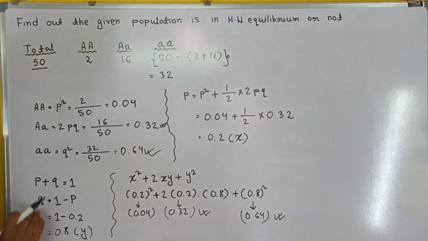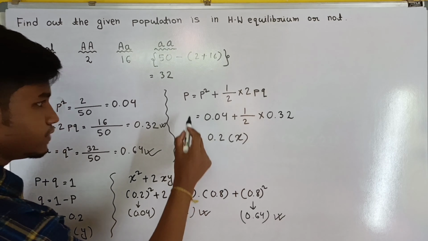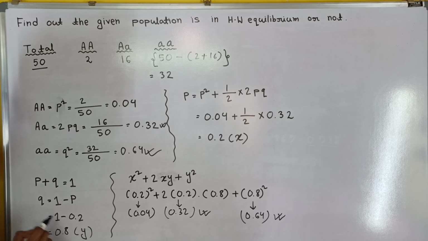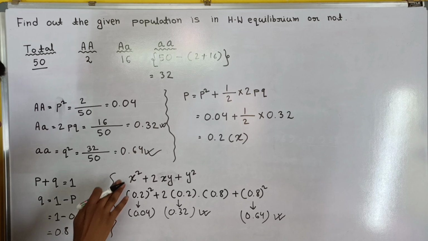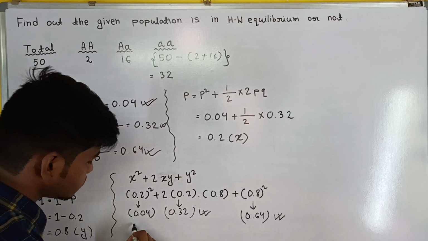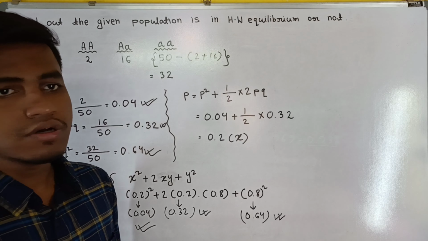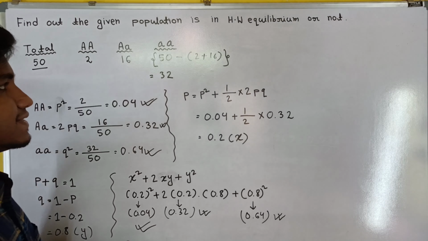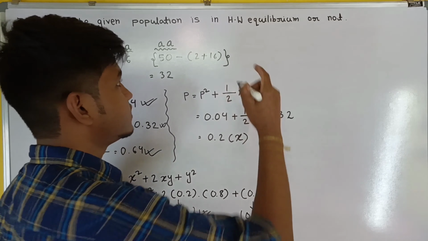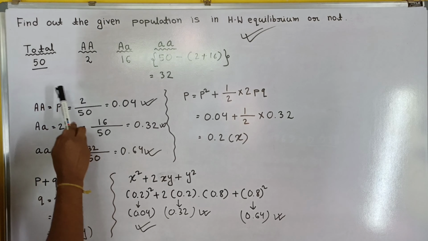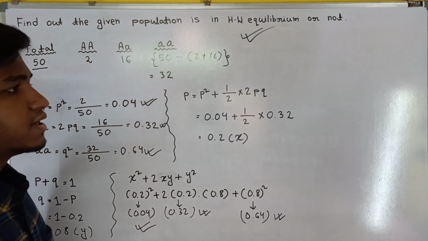And the capital A, which is considered as p square, in this formula is considered as x square, because p is x, so p square is x square, and q is y, so q square is y square. So the value of p square is 0.04, and in this formula x square is 0.04, so this value also matches with the expected genotypic ratio. Our expected genotypic ratio matches with the genotypic ratio, so we can say that this population is present in Hardy Weinberg equilibrium. If this genotypic ratio does not match with the expected genotypic ratio, then this type of population will never be in Hardy Weinberg equilibrium.